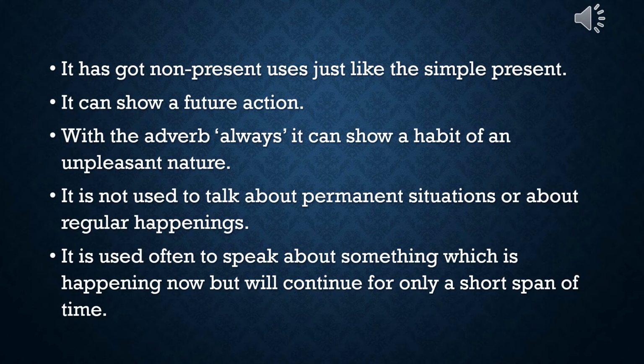Like simple present tense, present continuous tense also has non-present uses. It can be used to show future action. With the adverb always, it can show a habit of an unpleasant nature. A major thing to be noted is that it is not used to talk about permanent situations or about regular happenings. Rather, it's often used to speak about something which is happening now but will continue only for a short span of time.